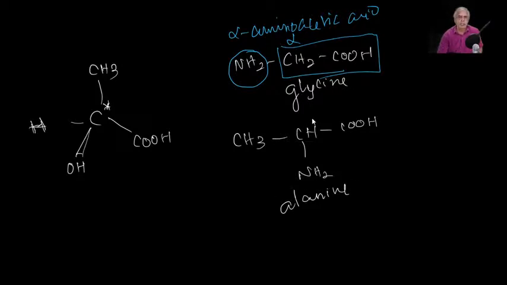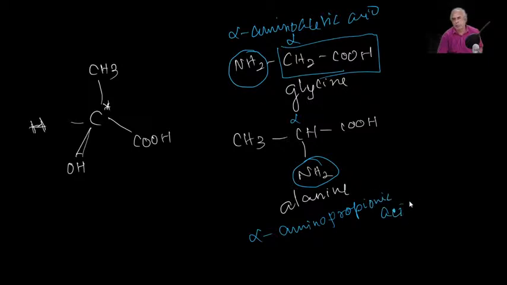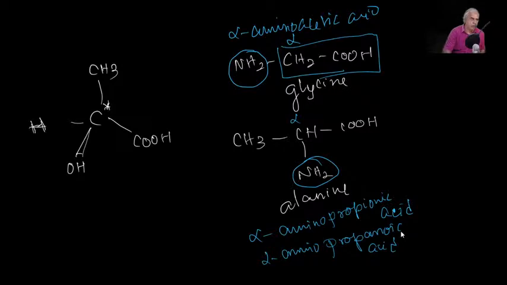So similarly, this is alpha, is it not? And this is the propionic acid, is it not? CH3 CH, so this is the alpha substitution. So it can be called alpha amino propionic acid. This is the common name. And what is the IUPAC name? 2-amino propanoic acid. Okay, please note down.